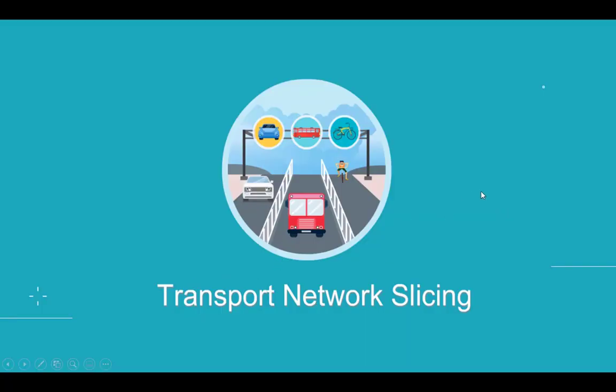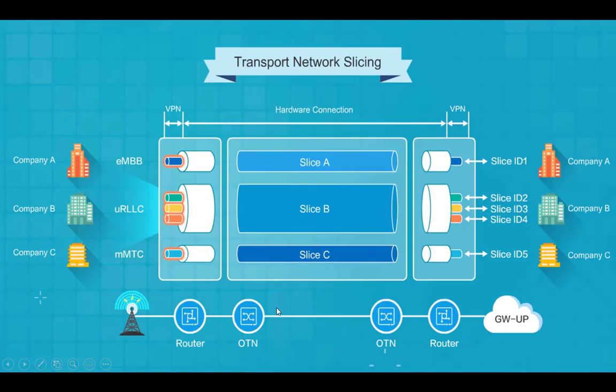Transport network slicing. What happens in transport network slicing? As I mentioned earlier, in slicing we need all 3 things: best bandwidth, ultra-reliable low latency, and a massive number of connections. Here is an example where company A uses eMBB, enhanced mobile broadband. Whoever wants to communicate with company A will communicate through a VPN hardware connection, and again here is a VPN, and here is the part of the slice.